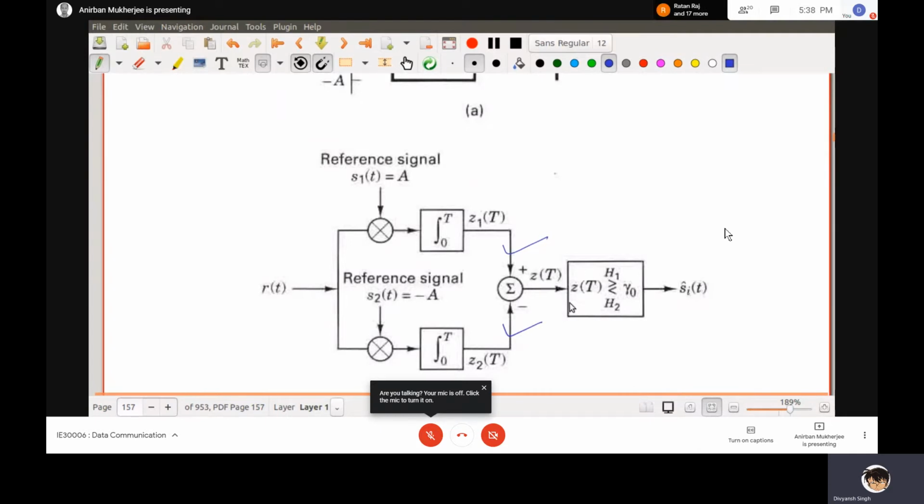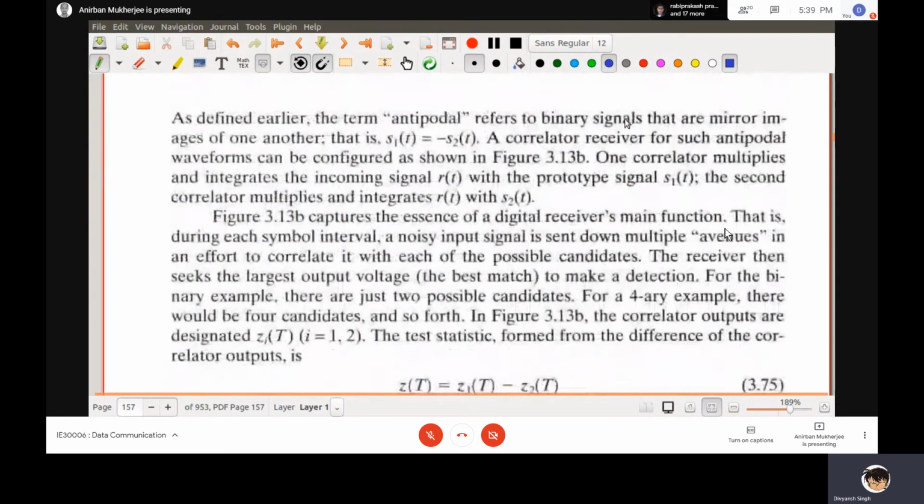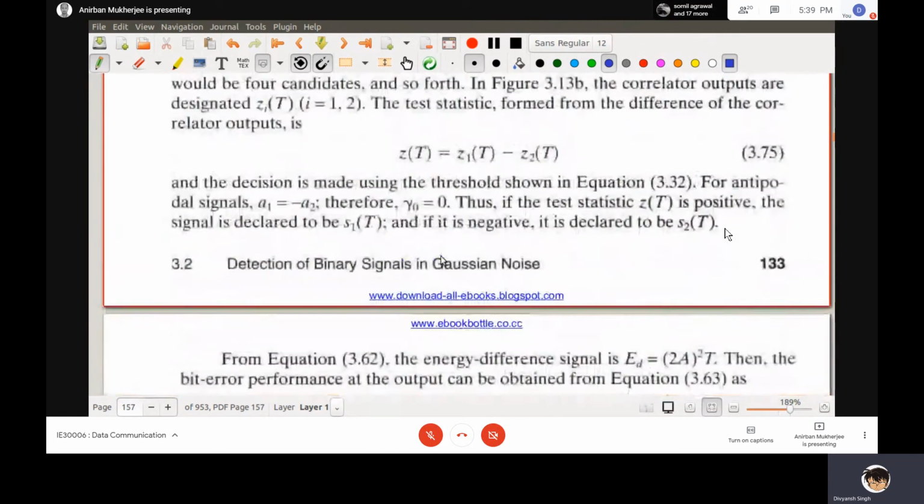So sometimes Z(T) will be positive, when this one is higher, and sometimes Z(T) is negative, when this one is higher. Depending on this, if gamma 0 is 0, then if Z(T) is positive you will choose that S1(t) is transmitted. When Z(T) is negative, you will say that S2(t) is transmitted. Now, as in Figure 3.13b, I can break it as A1 minus A2, Z equal to Z1 minus Z2. In that way they have broken it and done the analysis.